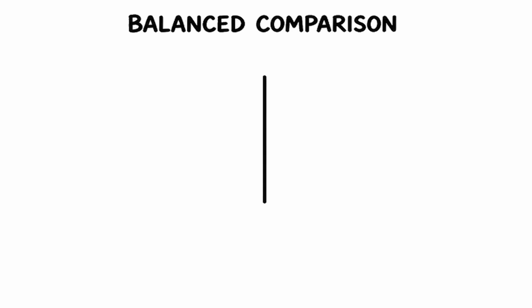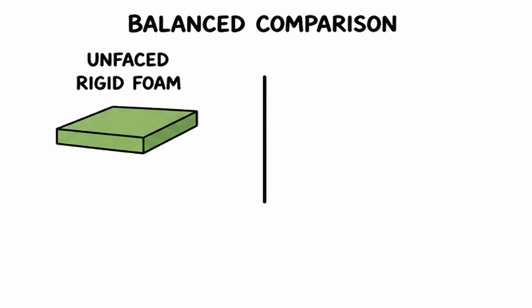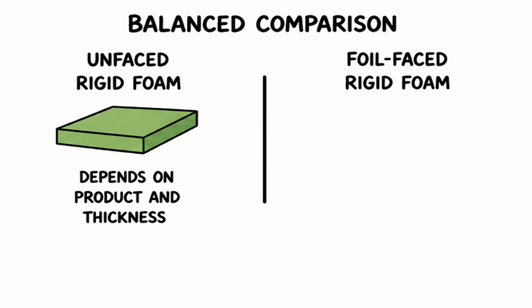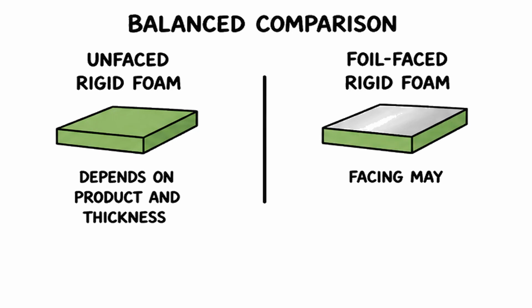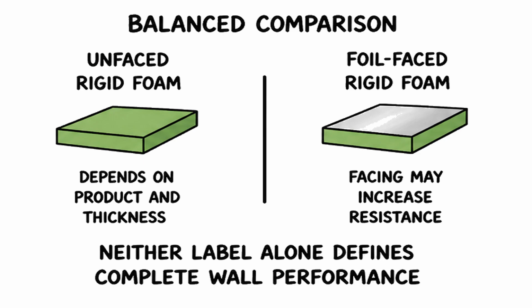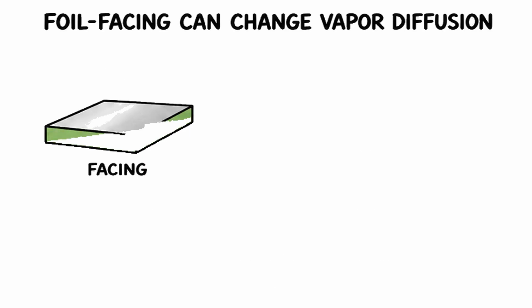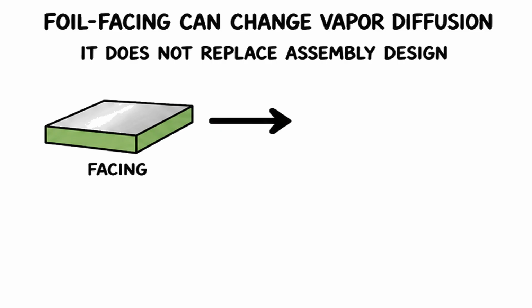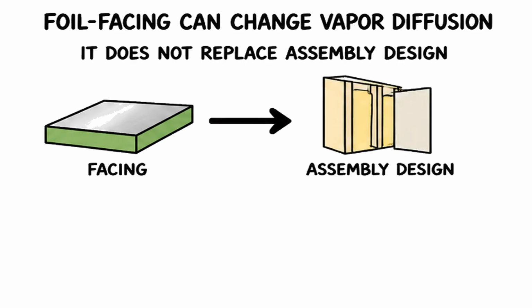Here is the balanced view. Unfaced rigid foam vapor behavior depends on the specific product and thickness. Foil-faced rigid foam facing may substantially increase vapor resistance. Neither label alone defines complete wall performance. Foil facing can change vapor diffusion. It does not replace assembly design.